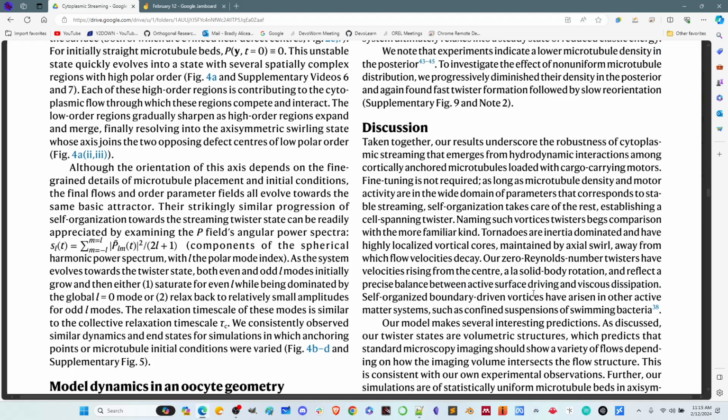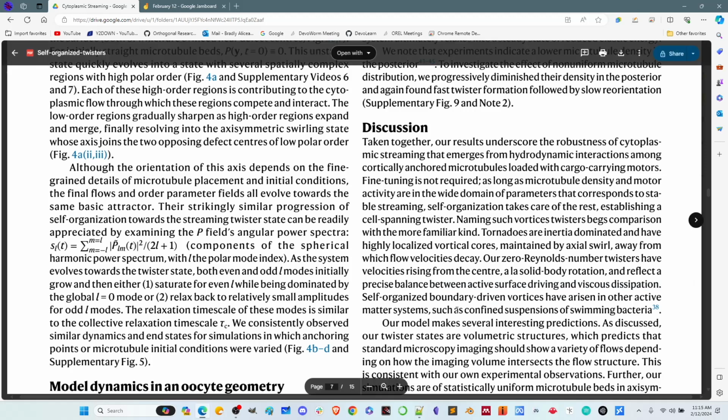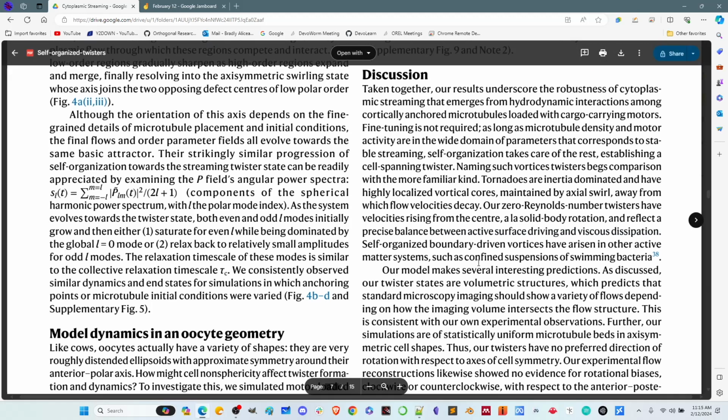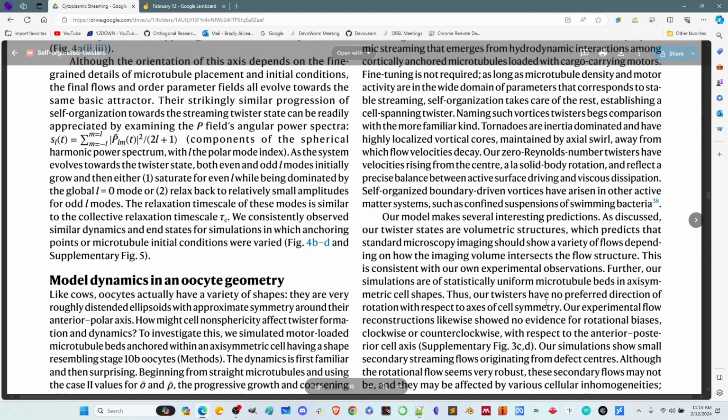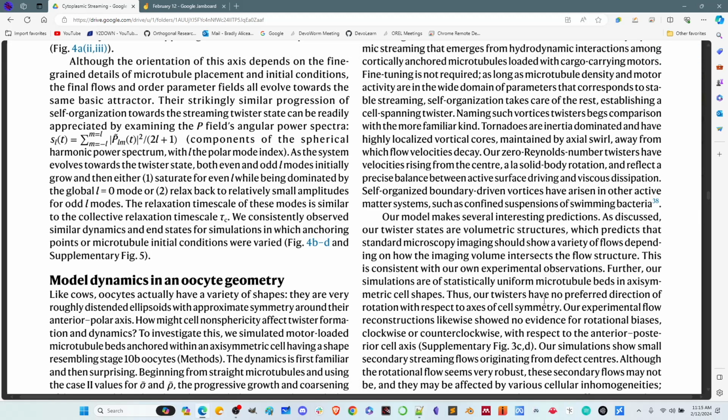Self-organized boundary-driven vortices have arisen in other active matter systems, such as confined suspensions of swimming bacteria. So that's citation 38. And so this is not just something you see in oocytes, you see this in bacterial colonies and how they're suspended in confined spaces. So this is, again, self-organization can kind of dictate if you give it the right boundary conditions and the right initial conditions. Our model makes several interesting predictions.